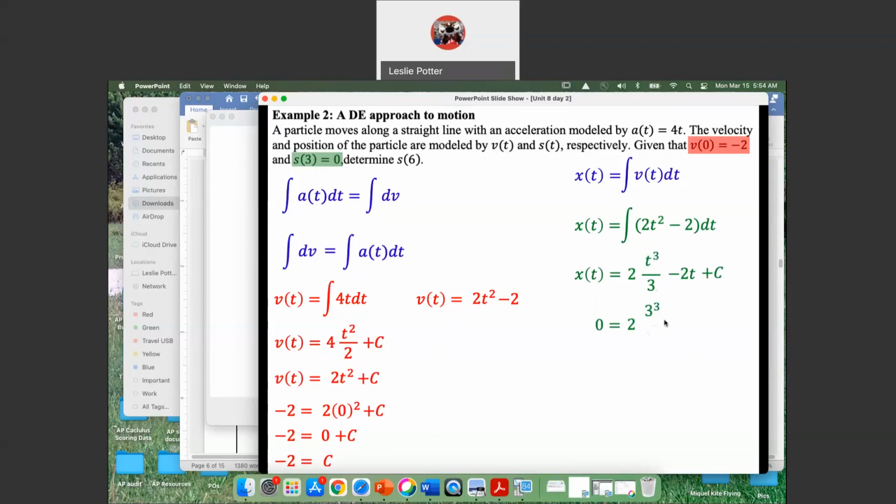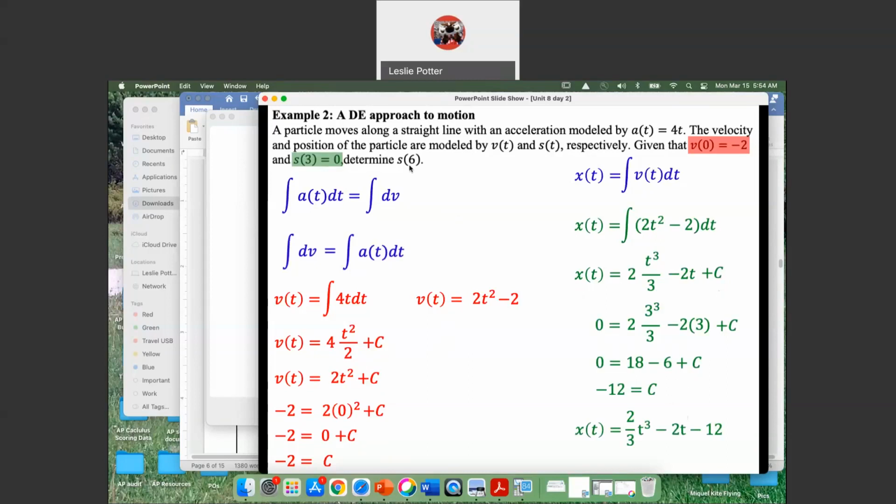And so 3 cubed divided by 3 minus 2 times 3 plus c. So doing the computation here, 3 cubed is 27, divided by 3 is 9, times 2 is 18. So we have 18 minus 6, looks like. And so our c then, if this is 12, bring it to the other side, our c is negative 12. So we'll put that back up in here. So there is our particular solution.